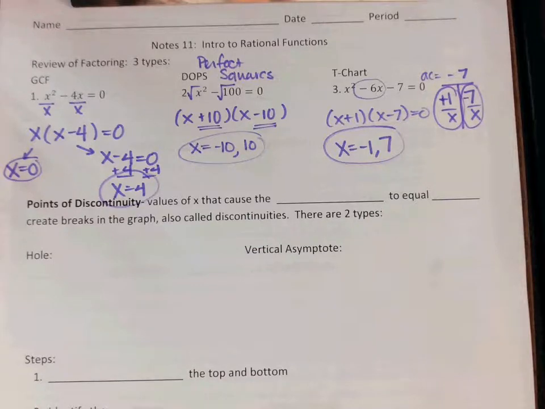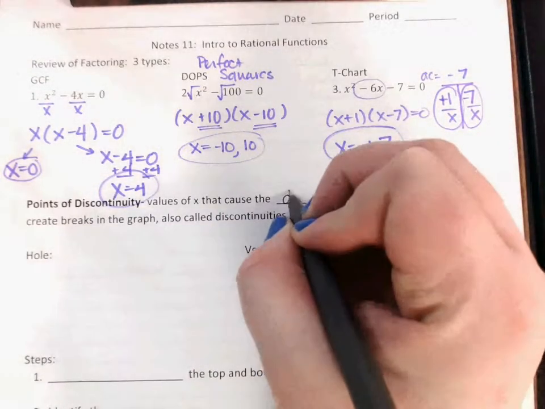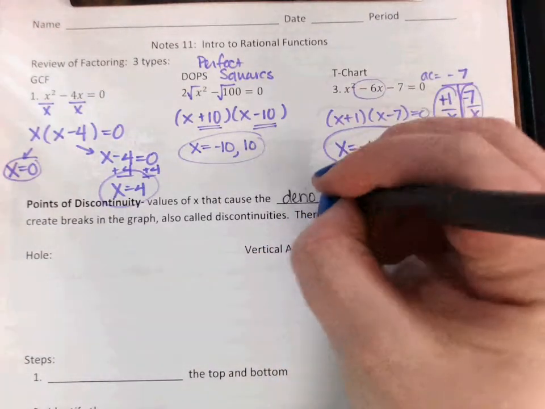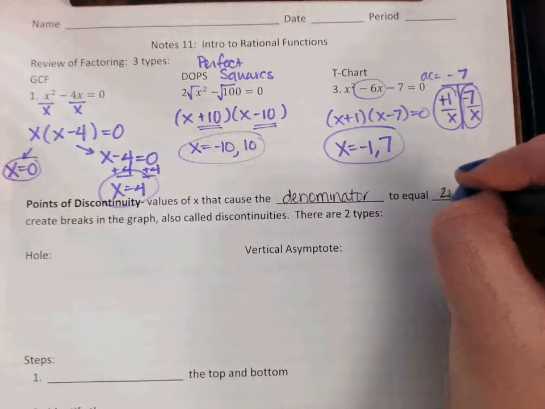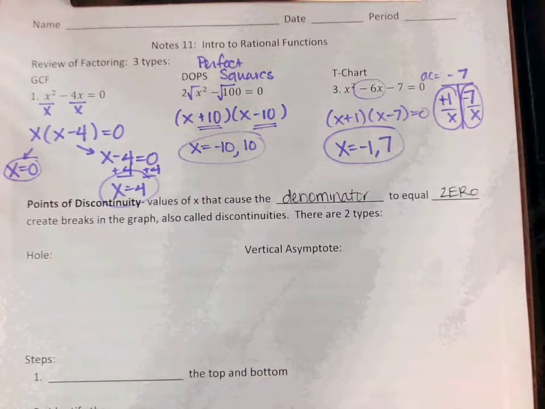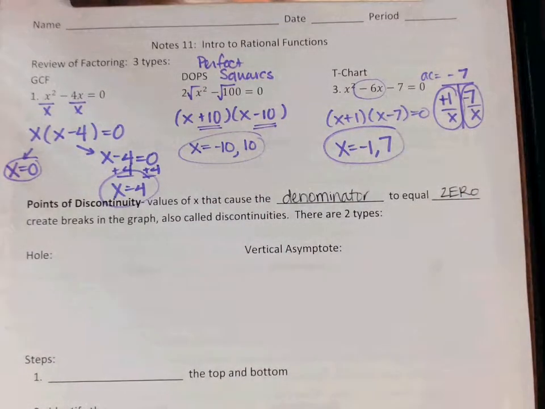Okay, so a discontinuity is a value of x that causes the denominator to equal 0. Okay, now here's why. When the denominator equals 0, okay, you're not allowed to divide by 0, so that gives you weird stuff that can happen in your graph. So there are two ways that you can have a discontinuity, okay?